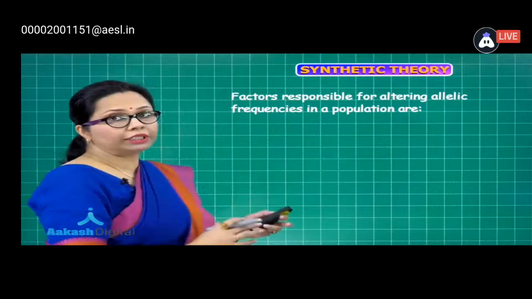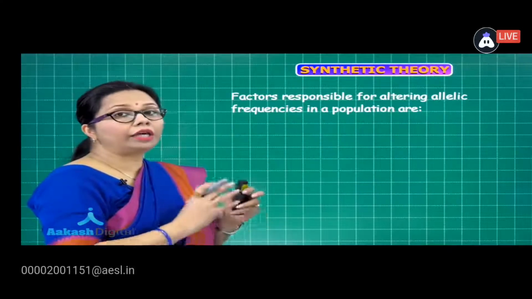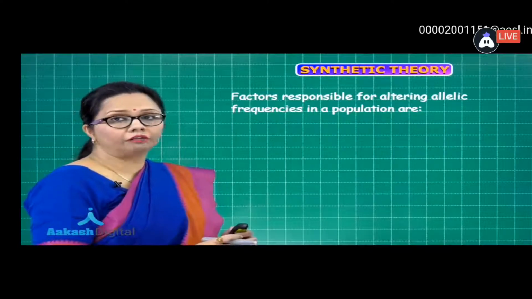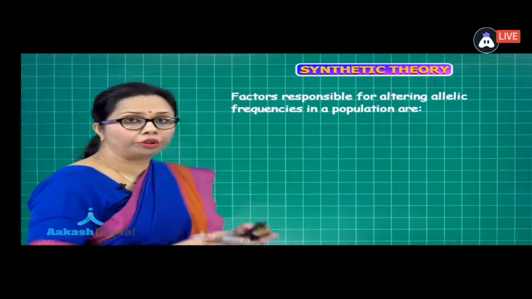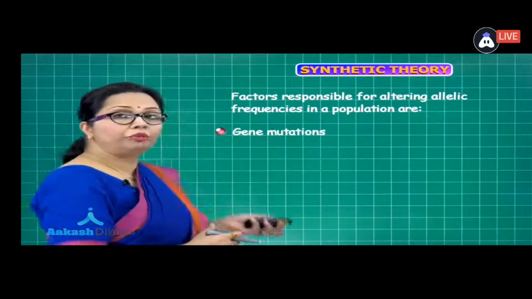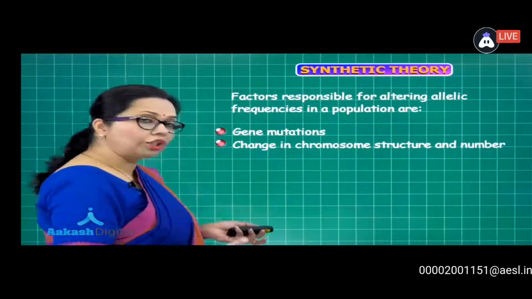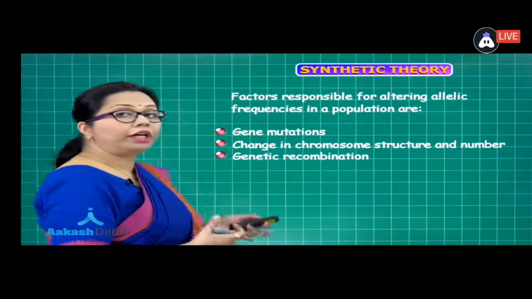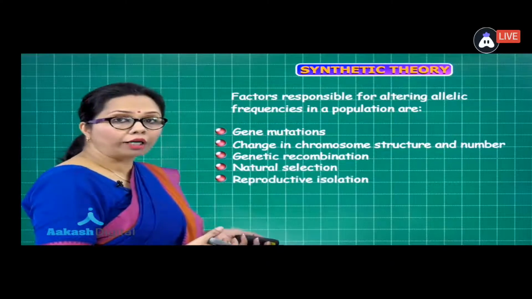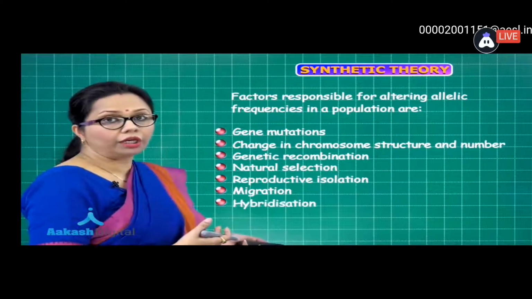So according to the synthetic theory, these various theorists, they agreed that evolution is not because of one single factor, but it is contribution of number of factors. And these factors are gene mutations, change in the chromosome structure or number, genetic recombination, natural selection, reproductive isolation, migration, and lastly, hybridization.